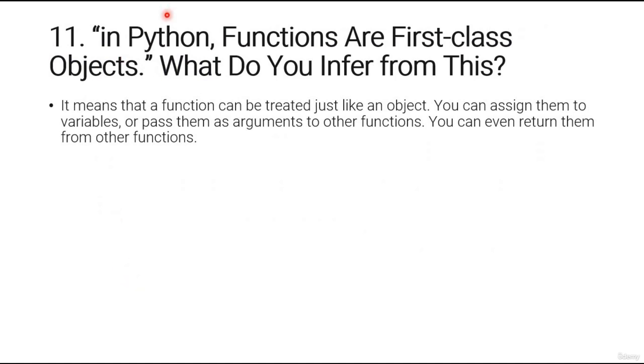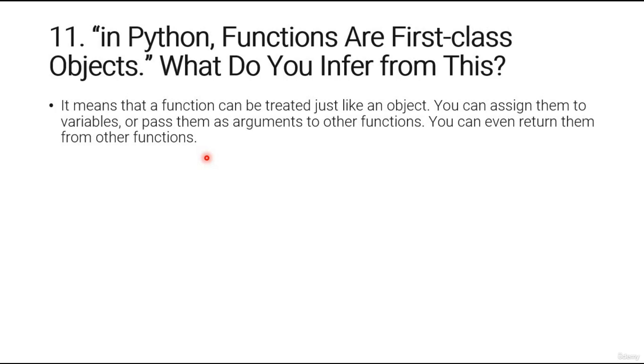In Python, this is question number 11. In Python, functions are first class objects. What do you infer from this? It means that a function can be treated just like an object. You can assign them to a variable or pass them as an argument to another function, as we have discussed while we were discussing functions in detail. And you can even return them from other functions. So that's why we call them first class objects.